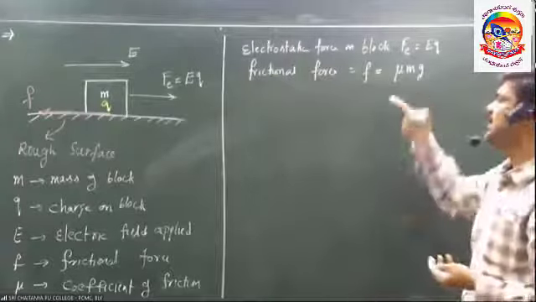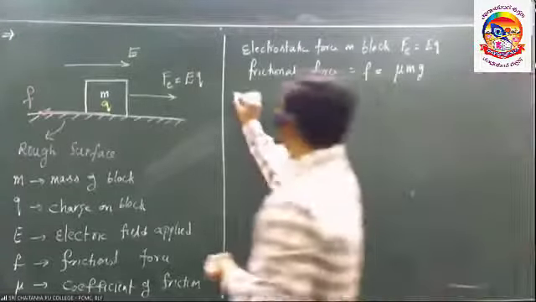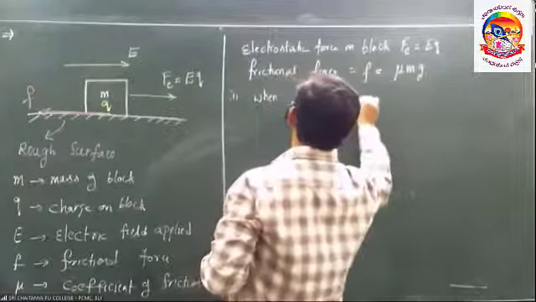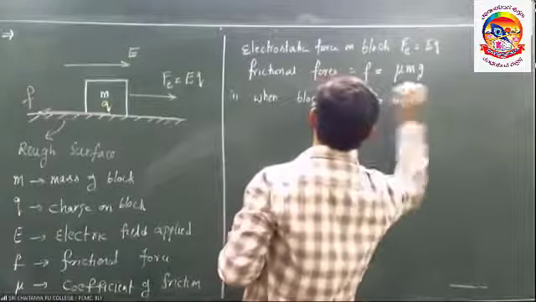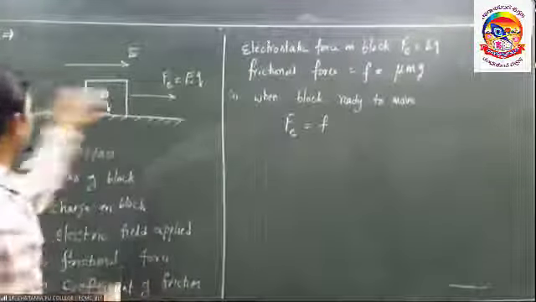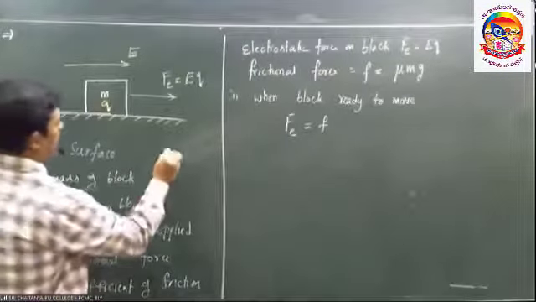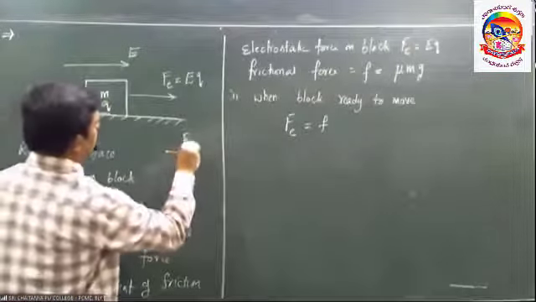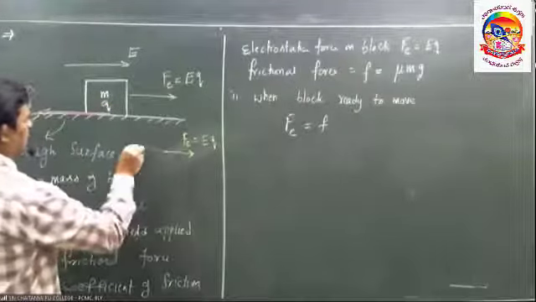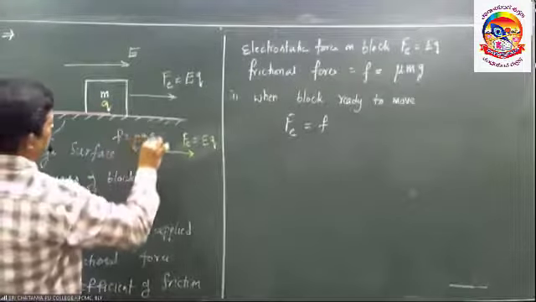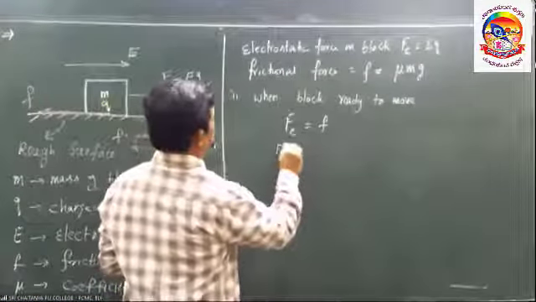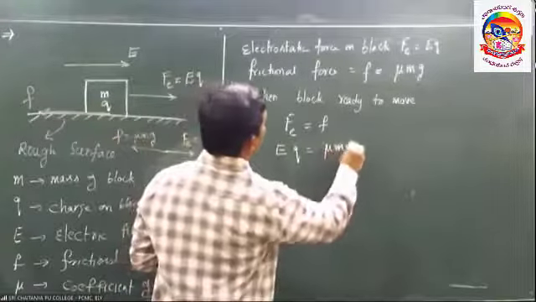where m is the mass, mu is coefficient of friction, g is acceleration due to gravity. When block is ready to move, this Fe is equal to F because both are in opposite direction. Fe in this direction, F in this direction, then EQ is equal to mu mg.